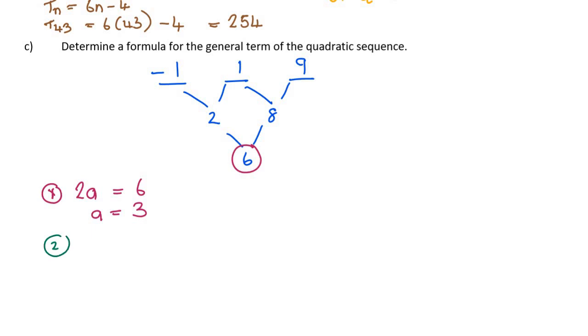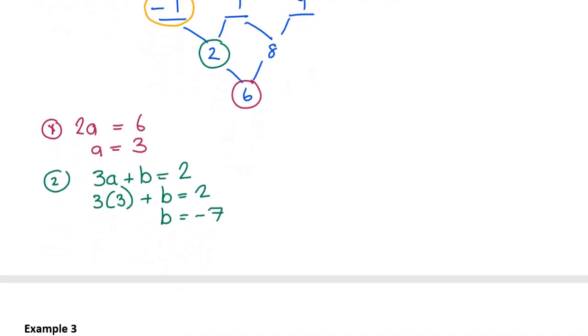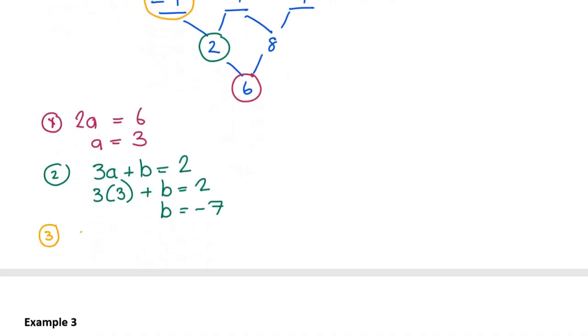My second step is that this number there, the first differences, is 3a plus b. So 3a plus b will be equal to 2. And so 3 times 3 plus b equal to 2. B will be equal to -7. And my last step is that this first term is equal to a plus b plus c. So a plus b plus c has to equal -1. So 3 minus 7 plus c has to equal -1. Sorry, I've run out of space. So I get c is equal to 3.